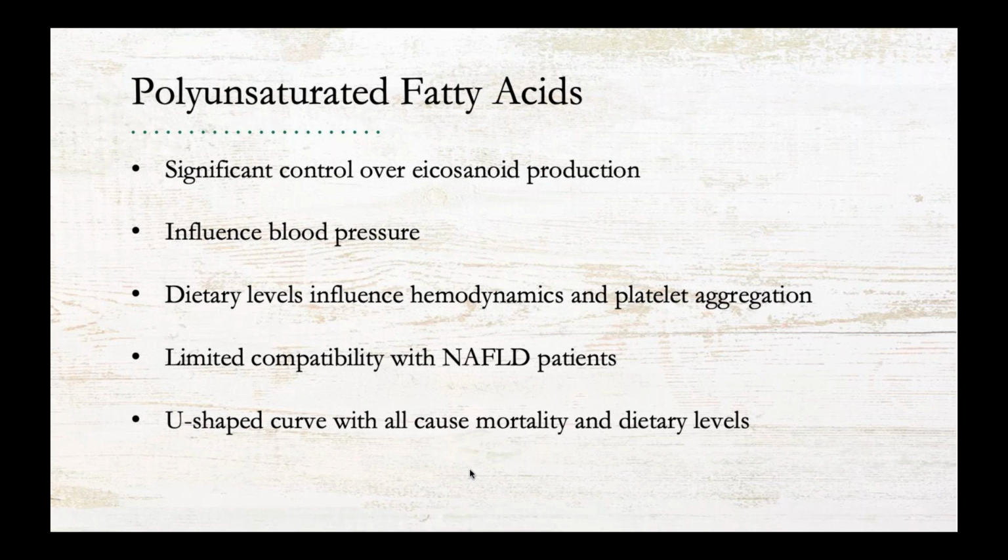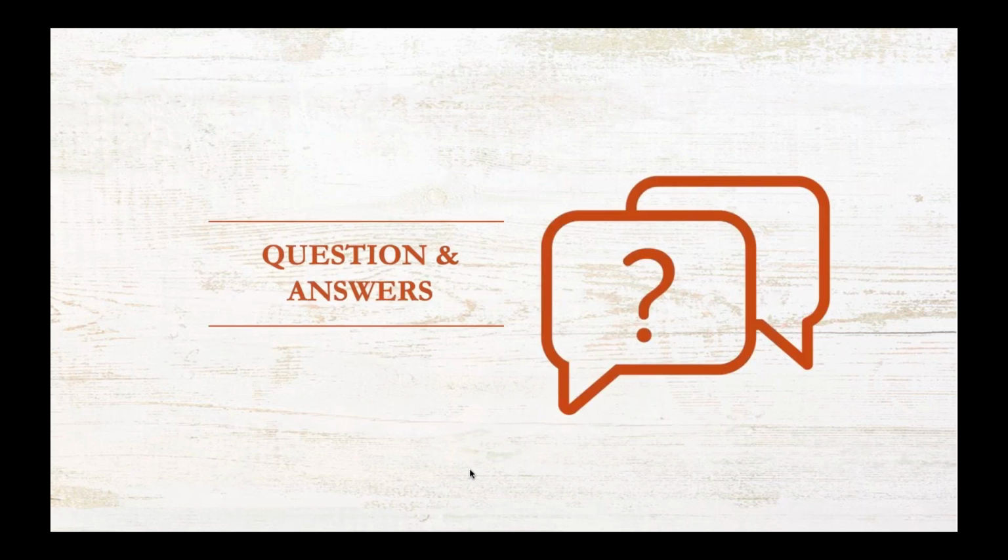With our non-alcoholic fatty liver disease patients, or patients with fatty liver disease, you want to keep these to a really low level, especially the omega-6s, but really all polyunsaturated fats, because they're a little harder on the liver to process and metabolize. And there's definitely a U-shaped curve here with respect to all-cause mortality. So there's that sweet spot somewhere around 5 to 6% of energy.